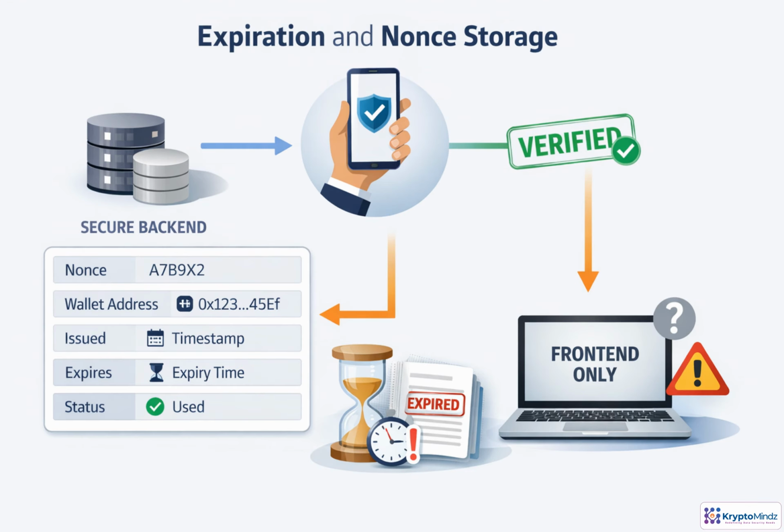A nonce is not just a random string. Treat it like a short-lived backend record tied to one login attempt. Store the nonce, wallet address, issued time, expiration time, and current status. When the signature verifies, immediately mark that record as used, so the same signature cannot be replayed. If the expiration time passes, reject it automatically. The key rule is simple. The backend is the source of truth, never the front end.